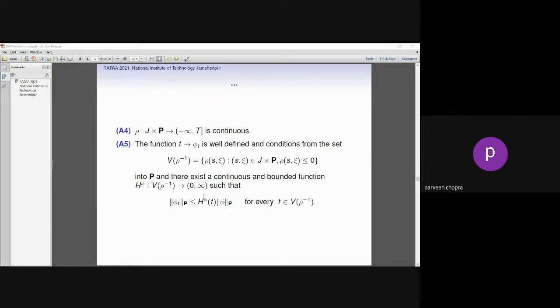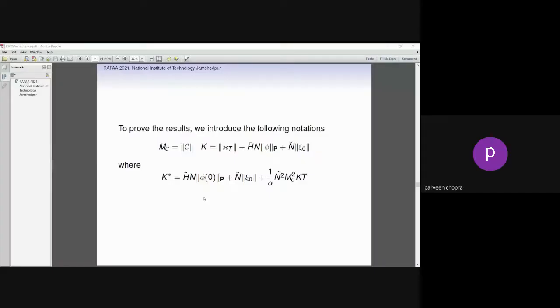Next is a lemma which is used in our result. To prove the result, we introduce the following notations. The norm of a bounded linear operator C is equal to MC, and K is a constant which is equal to x of t, h t and t, and the phi norm of phase space P, and K star is given in this form.